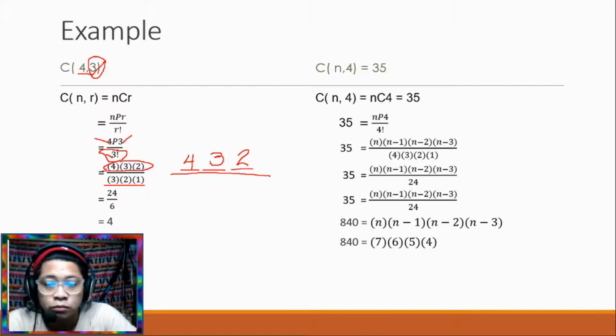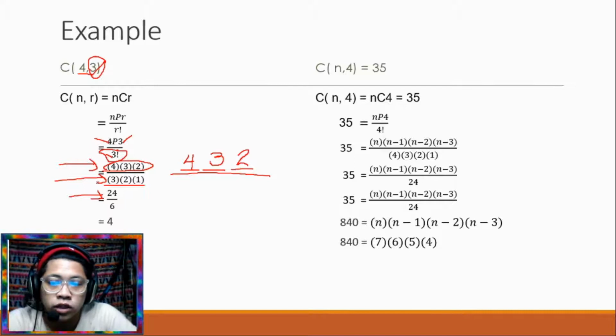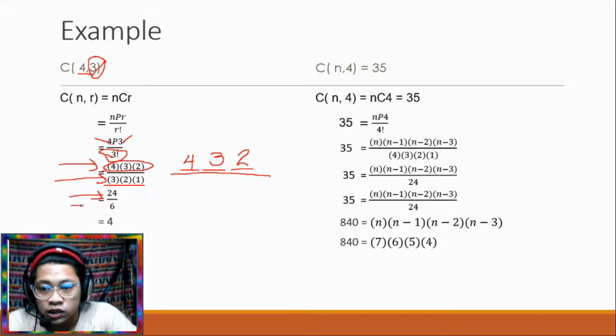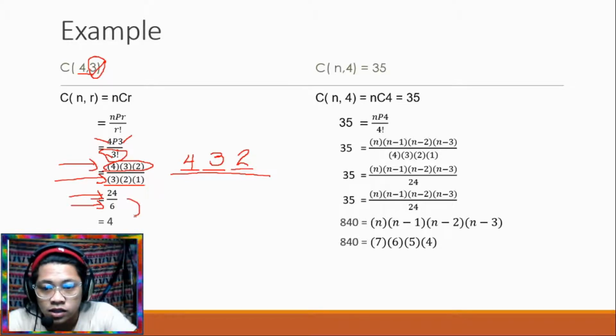Now, isimplify po natin. Etong nasa taas, i-multiply lang natin: 4 times 3 ay 12, times 2 ay 24. Kaya tayo nag-come up dito with 24. Dito naman po sa ating 3, 2, 1, i-multiply lang din natin sila: 3 times 2 is 6 times 1, then 6. Meron tayo dyang divided by 6. And then, simplify lang natin yan: 24 divided by 6 is equal to 4. Kaya naman po, ang ating combination of 4 taken 3 at a time is equal to 4.